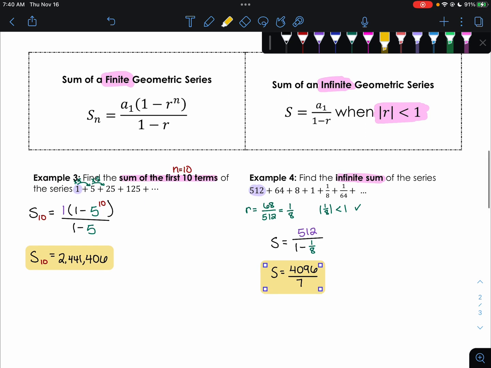So if you have any questions over any of these examples, please make sure you ask in class or write it down so you don't forget.